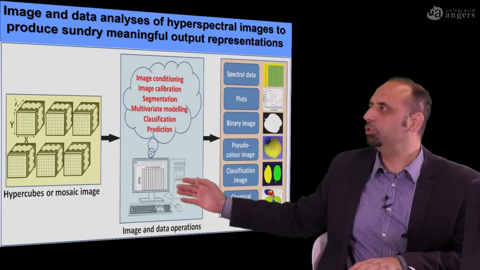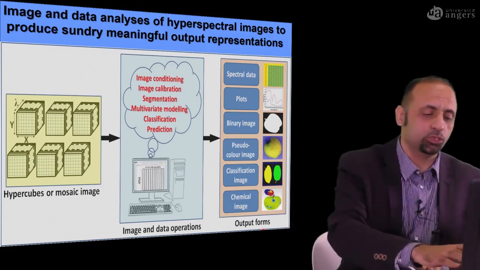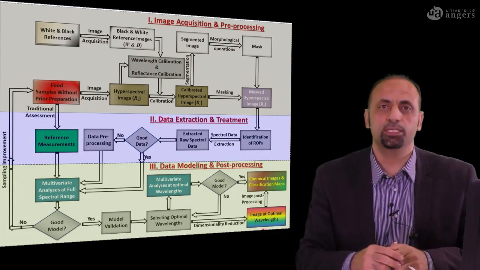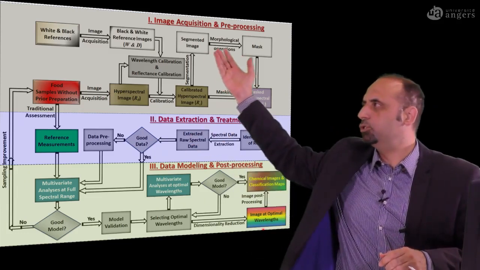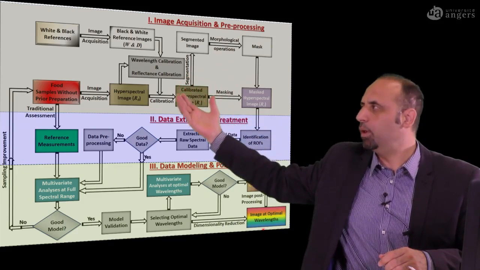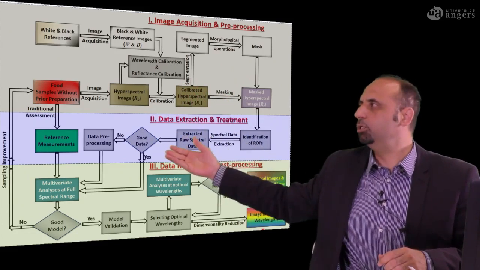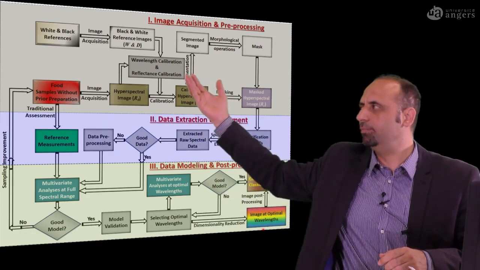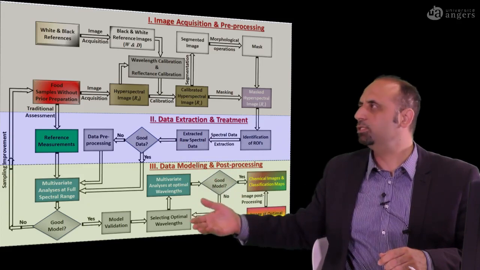This is a scenario you need to keep in mind all the time when you deal with information coming from hyperspectral imaging. In general, if you need to deal with hyperspectral imaging or multispectral imaging data, there are three modules you need to keep in mind. The first module is to acquire the image in a proper way, and then do some pre-processing and calibration of your image. The second module is to extract the data. Once you have a high quality image, that means you have high quality data. The third module is to build the model.